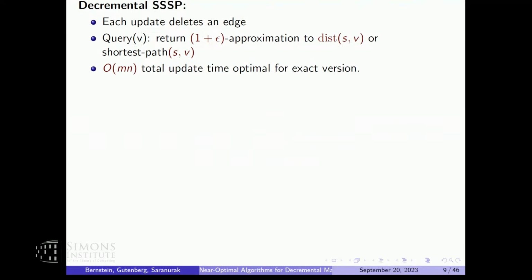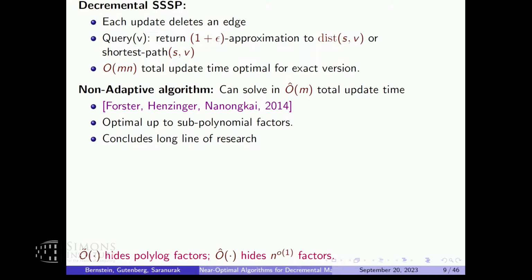Each update deletes an edge. We want to maintain approximate distances. There are many papers on this problem. This was the classic dynamic problem for a while. In 2014, it was largely settled. So this is Sebastian, Monica, Danyapan. They showed you can get almost linear total update time. So basically the same amount of time it takes to compute just a single shortest path tree, they can maintain a shortest path tree over the whole sequence of deletions.